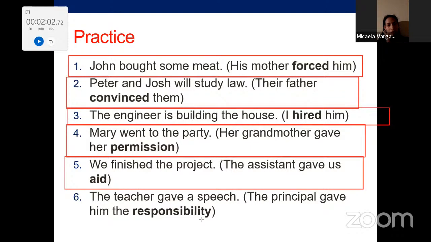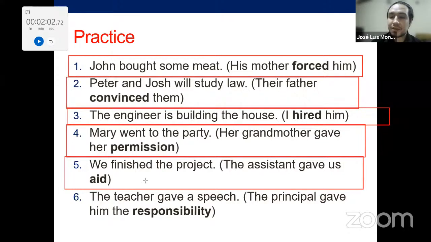The system. Sorry, I forgot the meaning of aid. Yes, aid is exactly the same as help. Help. Okay. The assistant helped us to finish the project.